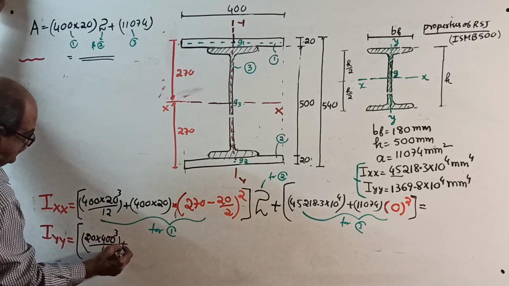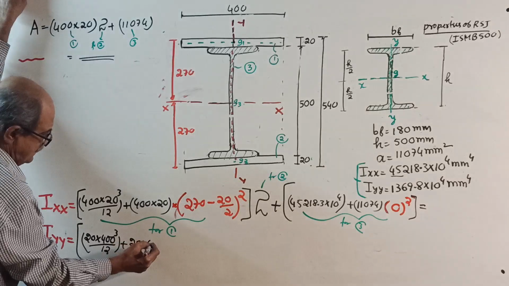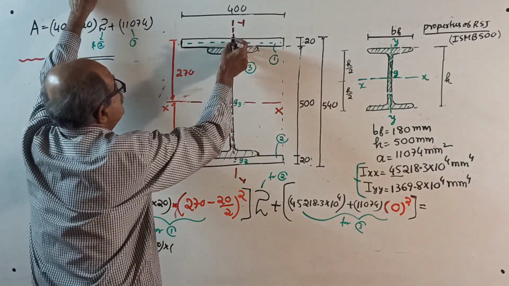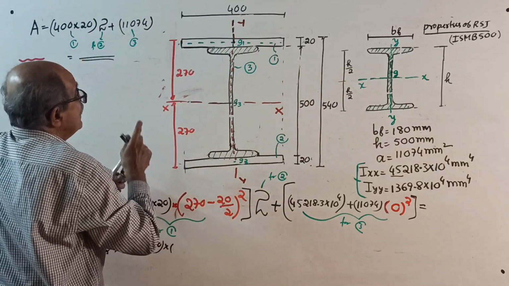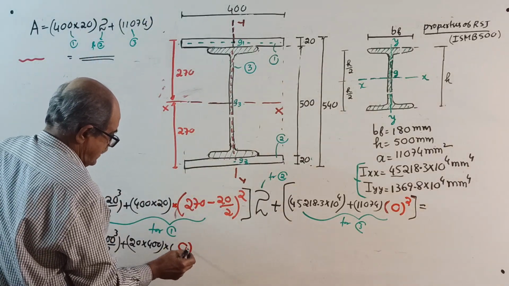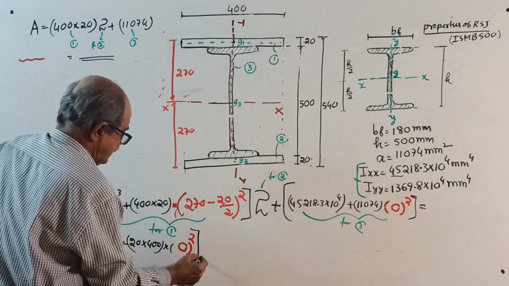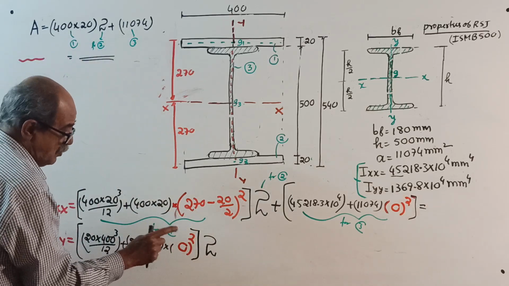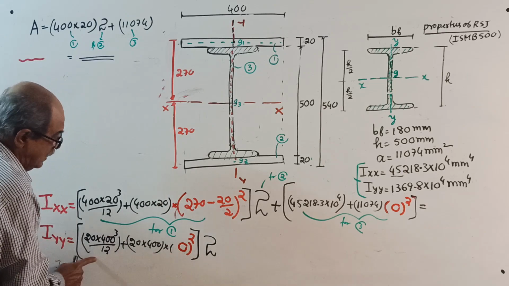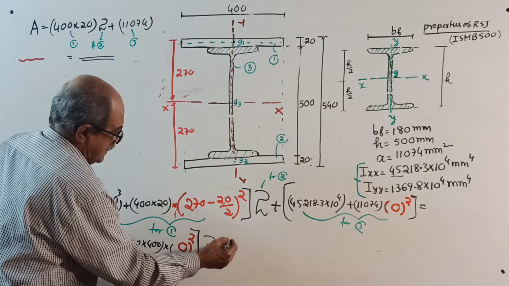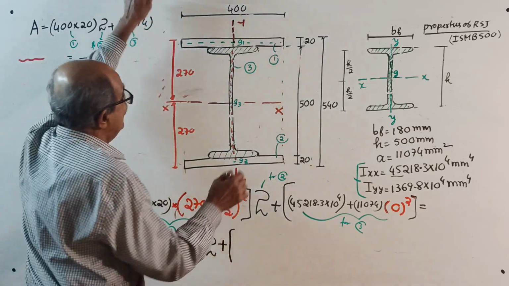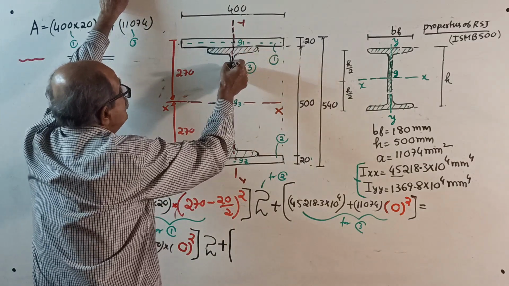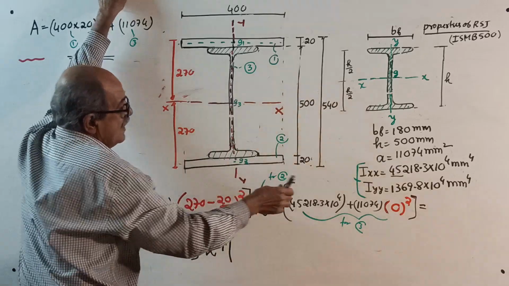Ig plus area, 20 into 400 is the area, into the distance from centroid G1 to YY. Centroid G1 lies on YY, therefore 0 square. Then whatever you get, multiply by 2. This is for 1, and this takes care of 2. You should write, if you are interested. If you cannot write, leave it. Plus I about YY for RSJ. First about its own centroidal axis, this axis. That I is here.